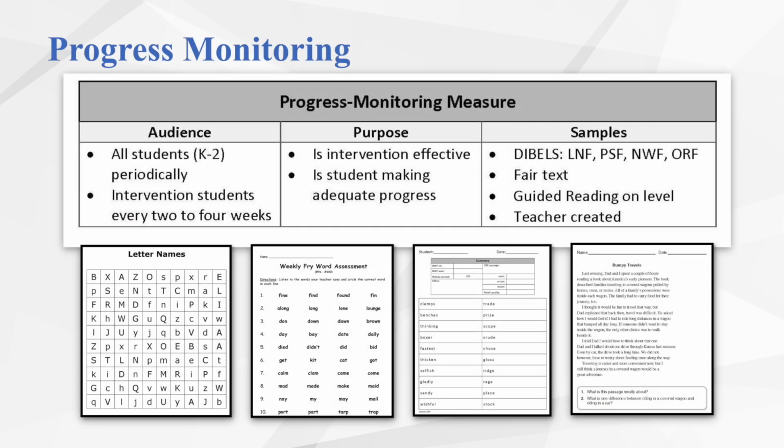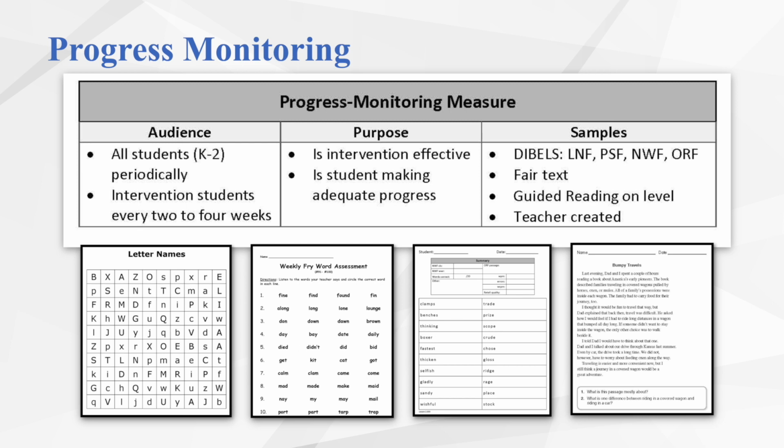The next type of assessment we'll talk about is progress monitoring. Progress monitoring assessment can be made up of lots of different tools. In order to understand that, let's start with audience and purpose. The audience is typically all students within a grade, but not equally. Our intent is to assess more frequently those students who are at risk and receiving interventions.